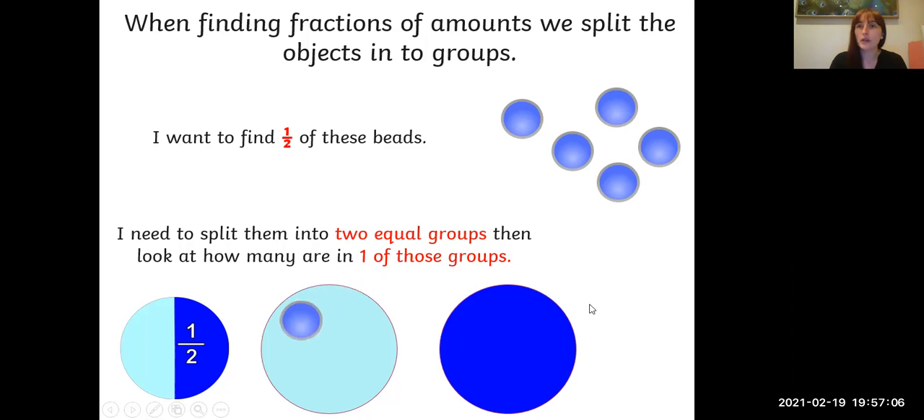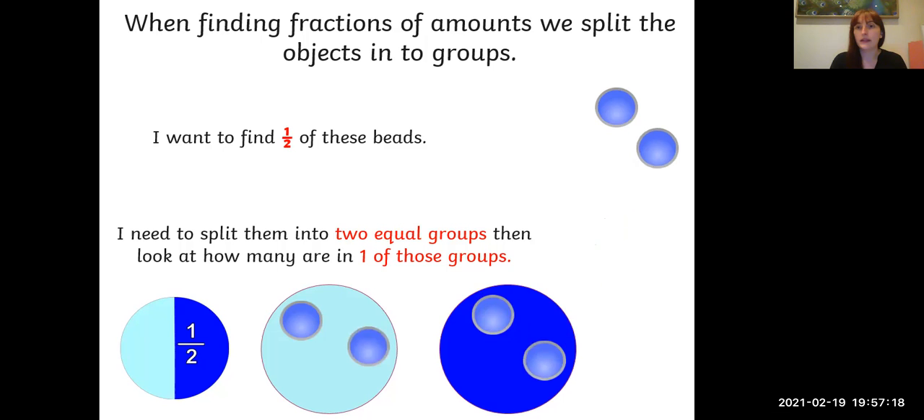Here we go. When I share out, I'm not going to put them all in one group, am I? I'm going to split them, one, then the other group, then the other group, okay? So 1, 2, see it goes in the other group. 3, 4, 5, 6. Okay, so I've shared them out. I've put them into the 2 groups.